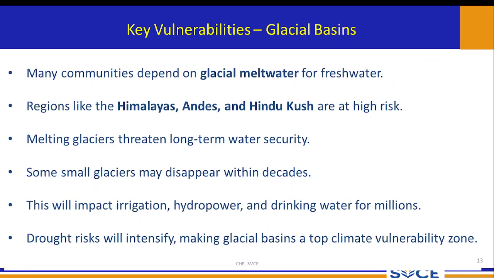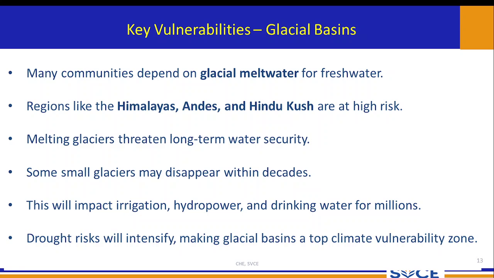Coming to the key vulnerabilities, glacial basins. Many communities depend on glacial meltwater for fresh water. Glacial basins are like a small river where you will have ice floating on top, and it will be moving, right? In many regions, glacial basins are around, and people depend on the fresh water from the melt of those glaciers. Many communities depend on the glacial meltwater for fresh water.